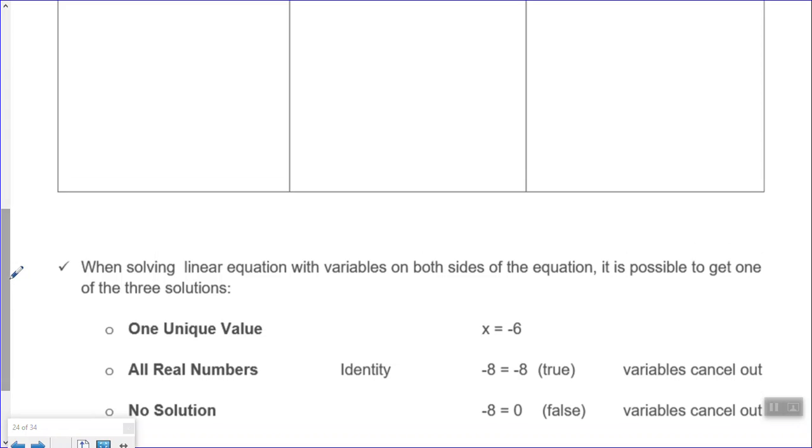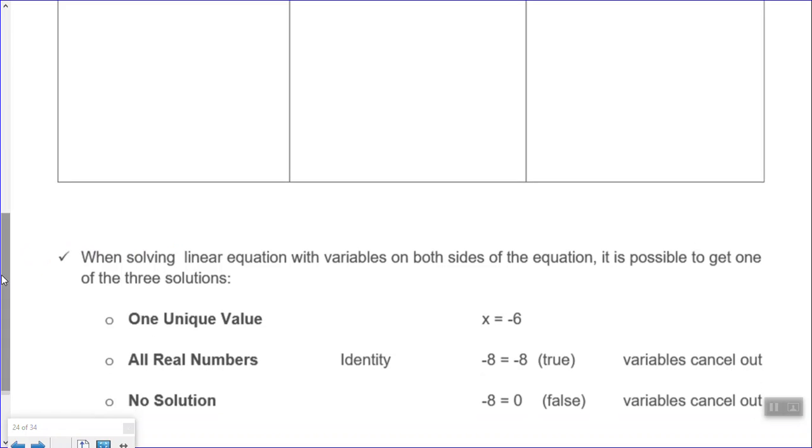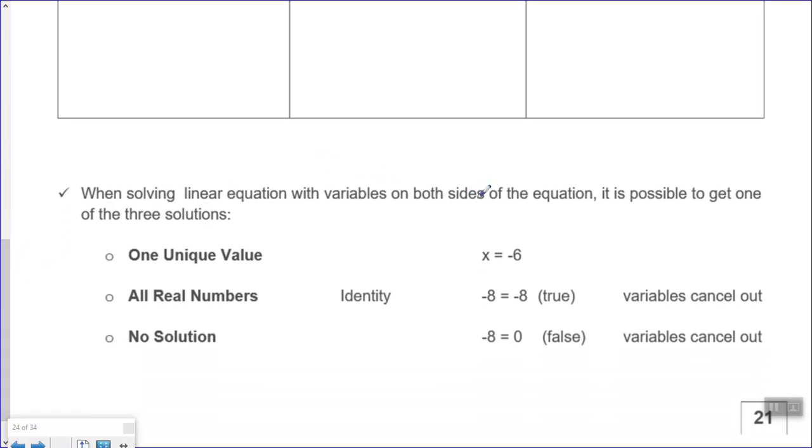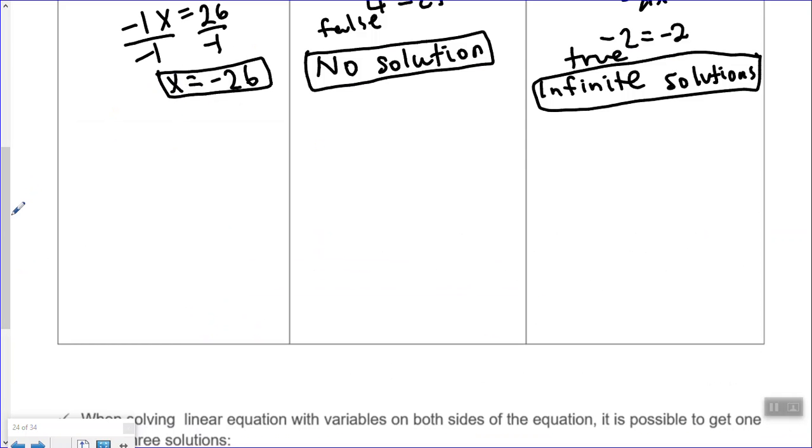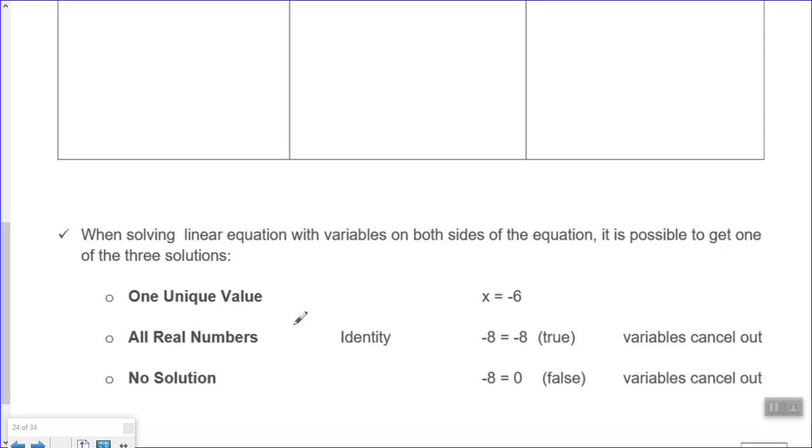So at the bottom, when solving linear equations with variables on both sides of the equation, it is possible to get one of these three solutions. One unique value, so it's like one solution. Like the first example, you have one solution, right? All real numbers: when you are left with only numbers, and they are equal, or real numbers, I want you to write infinite solutions.